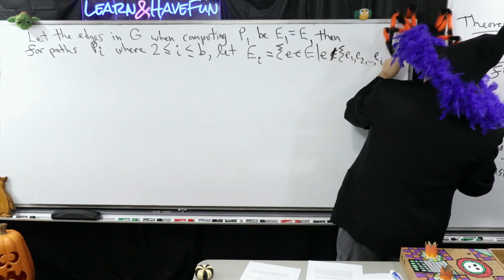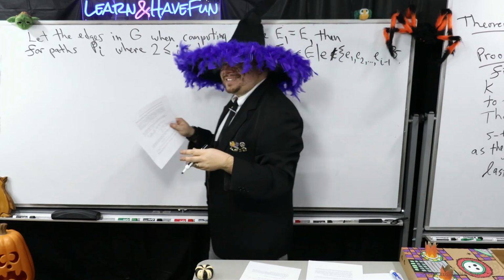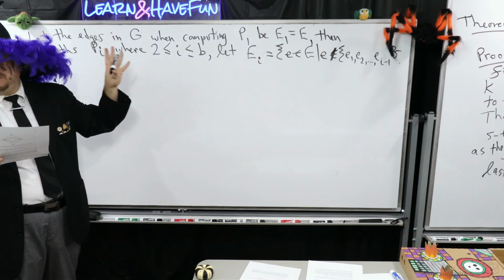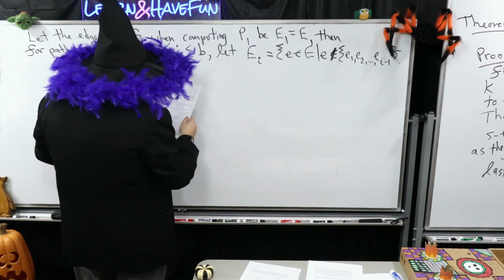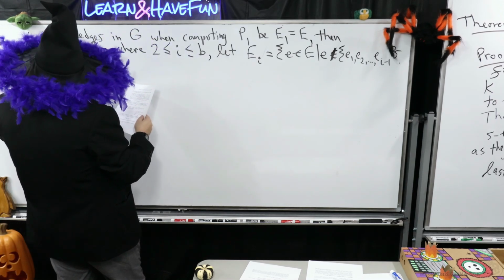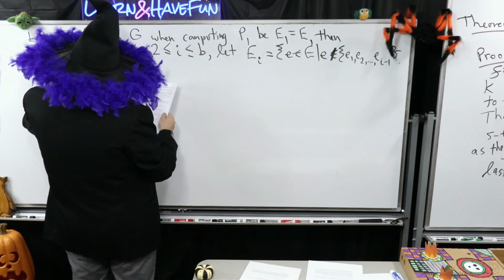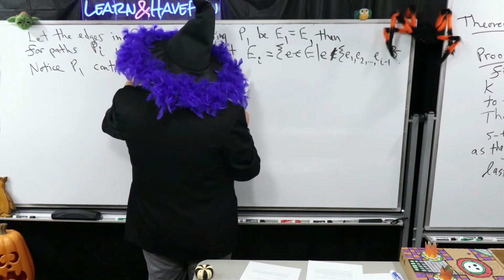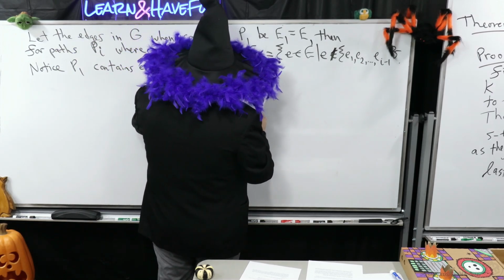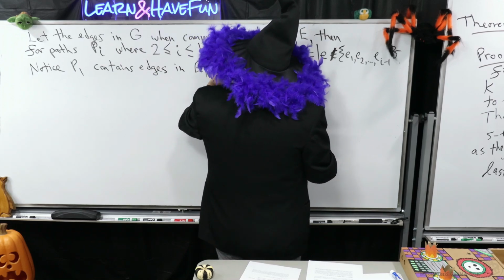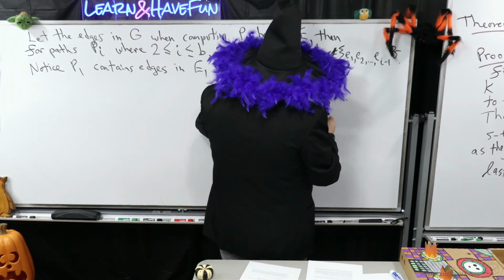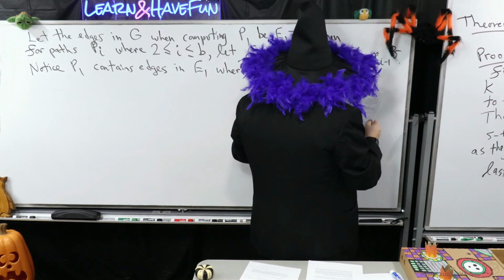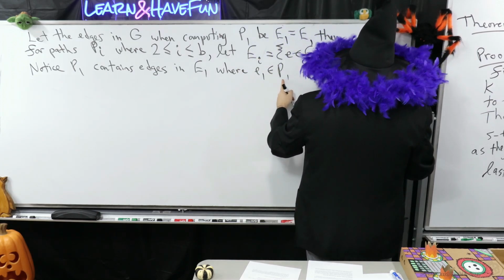My spider friend, you're getting in the way. So essentially, and this makes complete sense, right? So let me write this in plain language for our proof, okay? So notice P1 contains edges in E1 where e1 is in the path, right? Remember e1, this lowercase e1, that's the first trap edge we're going to run into. That's in the first path that gets computed.